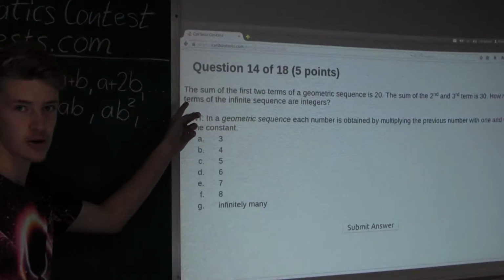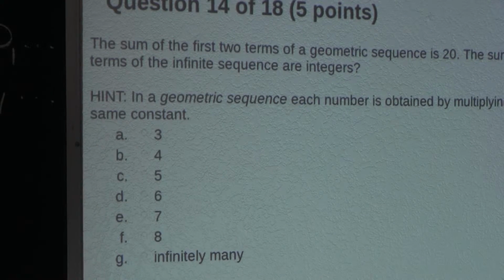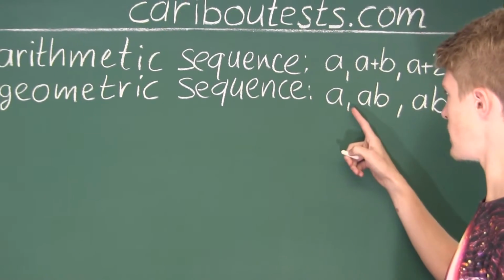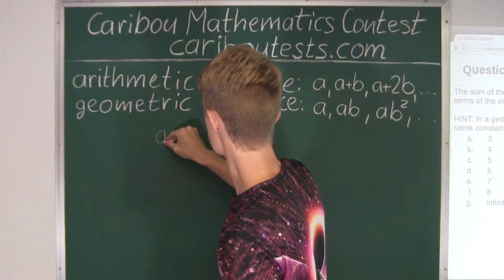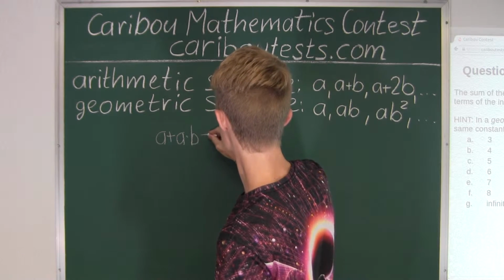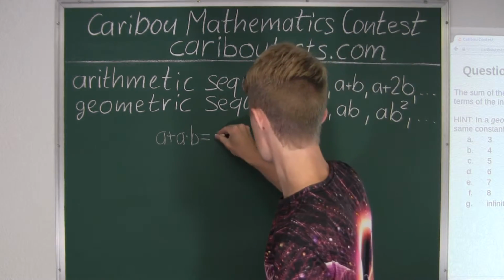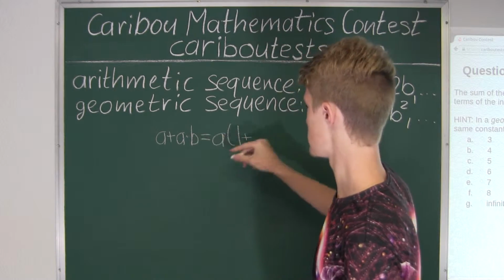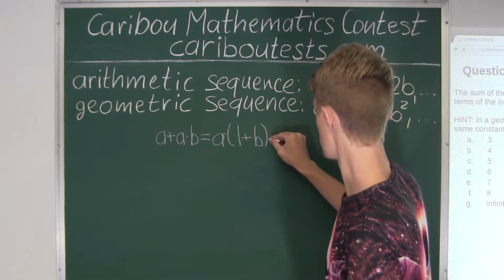Alright, so now looking at the question again, it says the sum of the first two terms of a geometric sequence is 20. So that would be A plus A times B equal to 20. But now we can see that they both have a factor of A, so using the distributive law, factor out A, then we have just 1 plus B. And we know that is equal to 20, as shown on the board.